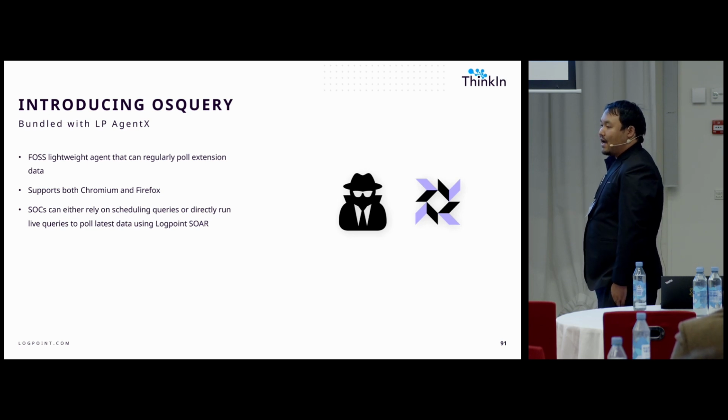It will do the work of an active agent, so that now you can pull the browser extension data using OSQuery, and it is bundled with Agent X. We provide the baseline configuration so that it will be easier for you to get up and running using both Agent X and OSQuery.